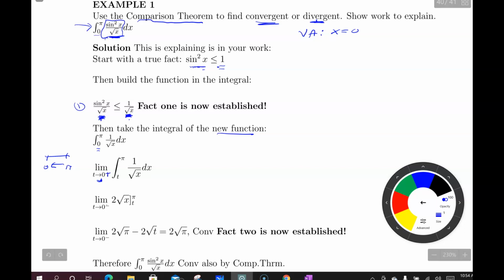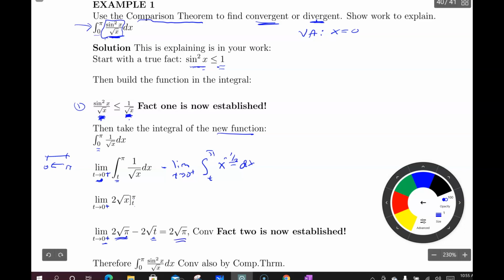Then I'm going to rewrite this as a limit. T goes to 0 from the positive side. Put the t where the 0 was, and if you need to, take as many steps as you need. So t to pi, x to the negative 1/2 dx. Add 1 to the exponent, so x to the 1/2 over 1/2, or times 2. Plug in the pi, subtract off plugging in the t. Now plug in 0. If I plug in 0, that goes away, so I'm left with 2 root pi.